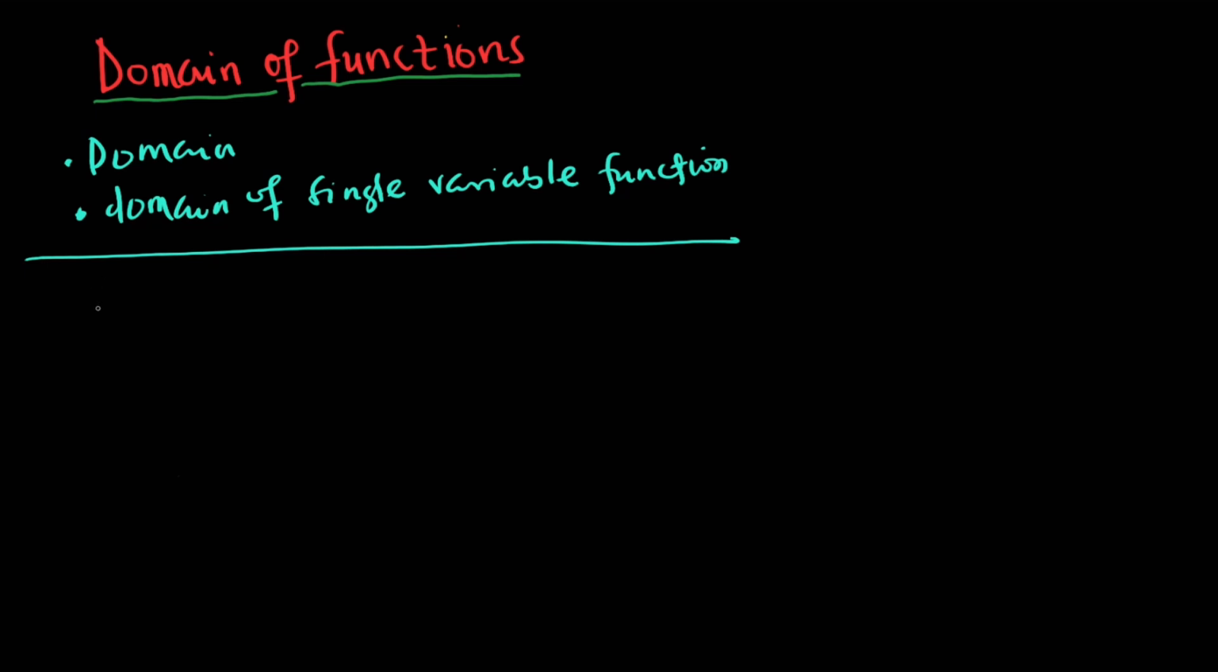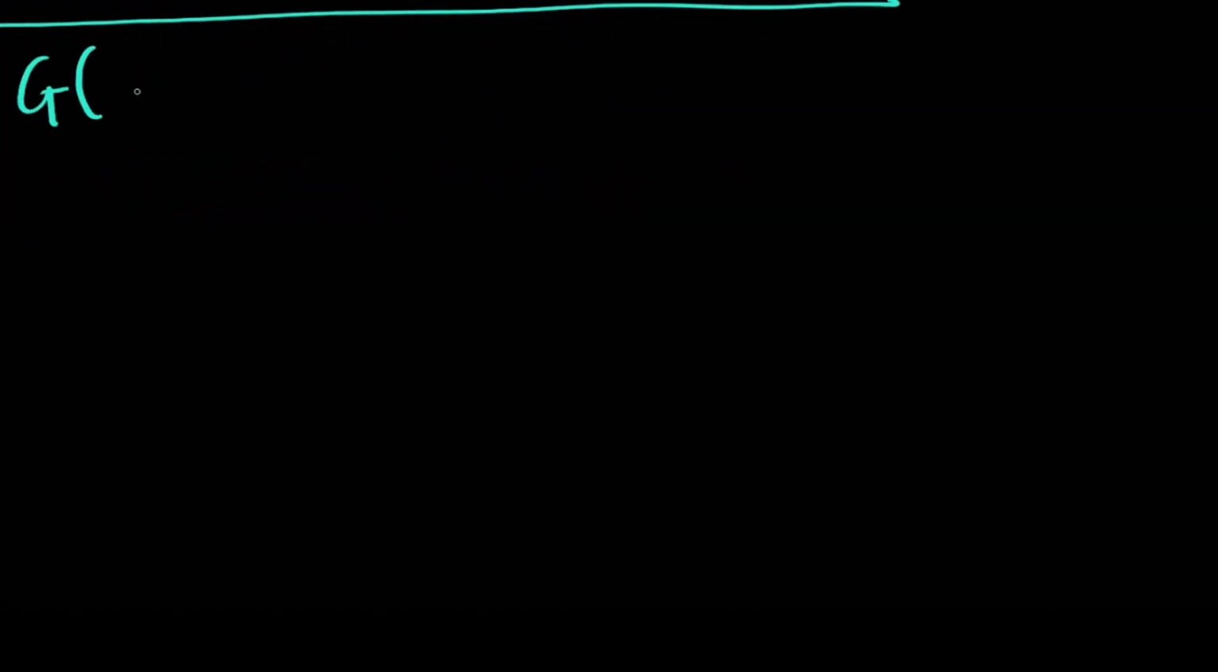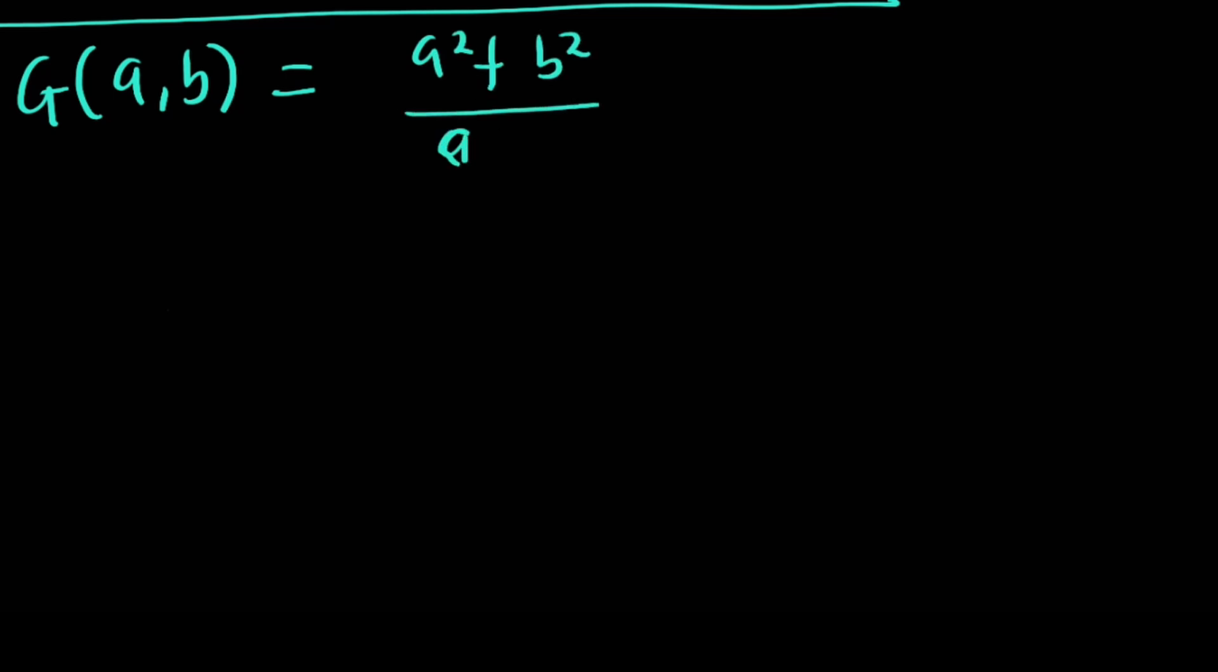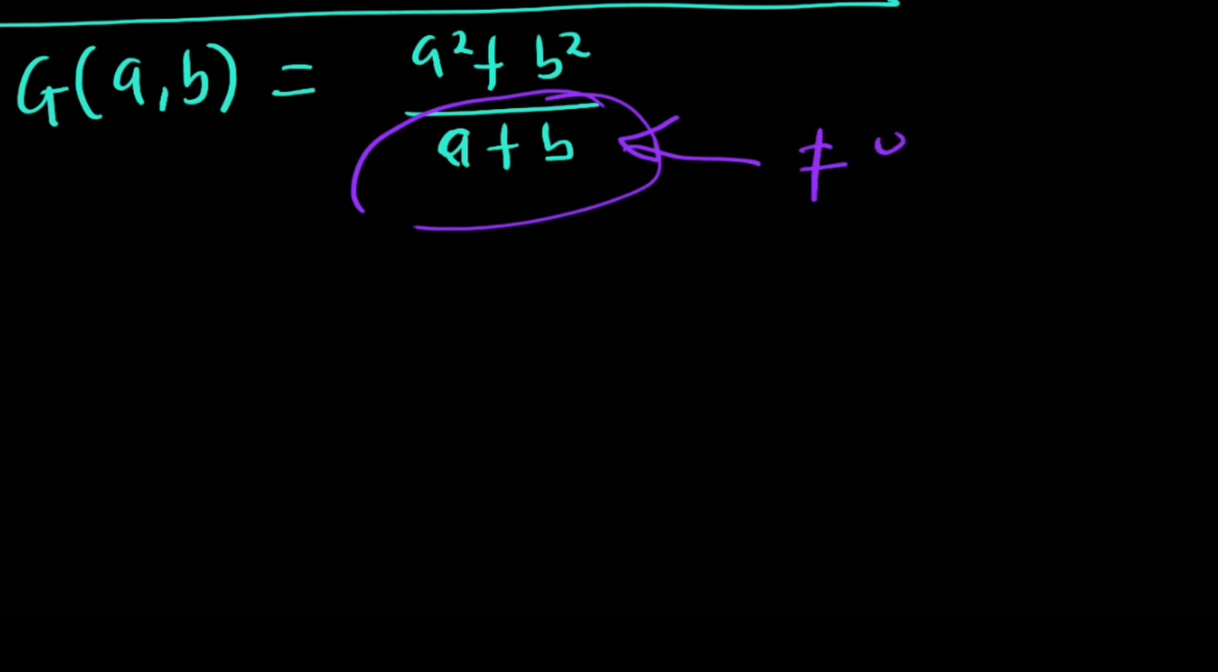If I have a function, let's say capital G, defined on a and b as a squared plus b squared all over a plus b. Obviously, we know that this function is a rational function, and of course, we don't expect the denominator over here to be equal to 0. So we want this not to be equal to 0. And the only way that this denominator a plus b would be equal to 0 is if a is equal to negative of b. And as such, we know that for every other real number, this expression will be valid.